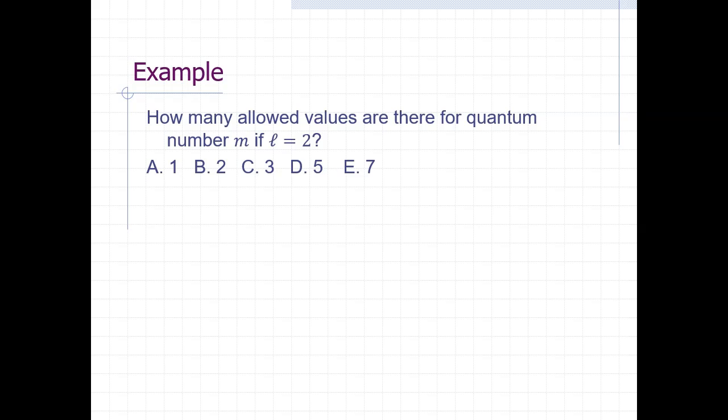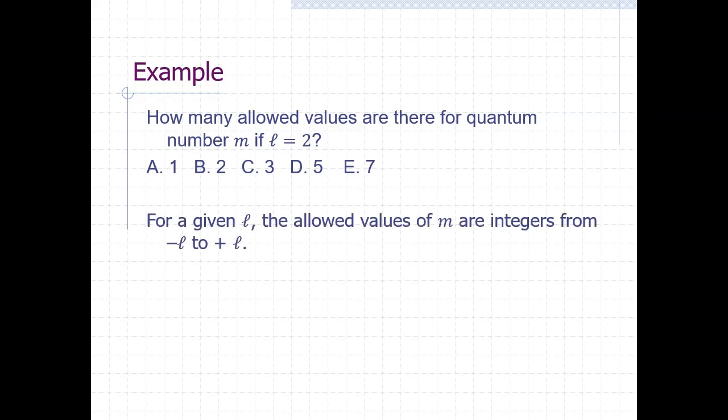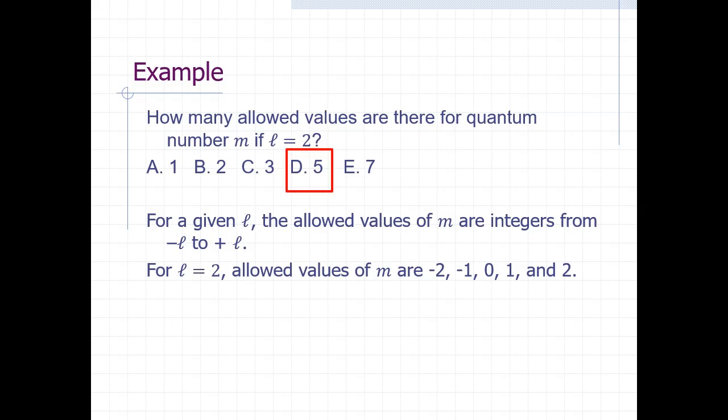Let's do one more example. How many allowed values are there for quantum number m if L is equal to 2? Pause the video to think about it, then resume to check your answer. The rule is that for a given L, the allowed values for quantum number m are all the integers from negative L to positive L. So, for L equals 2, the allowed values are -2, -1, 0, 1, and 2. The answer is D. There are 5 allowed m values for L equals 2.